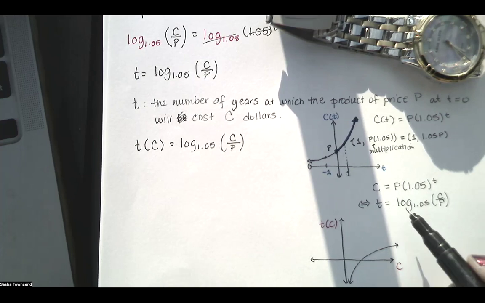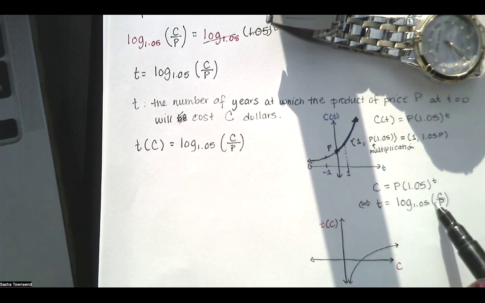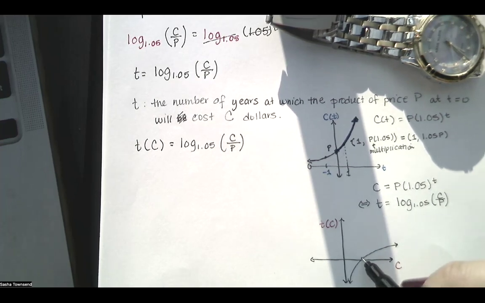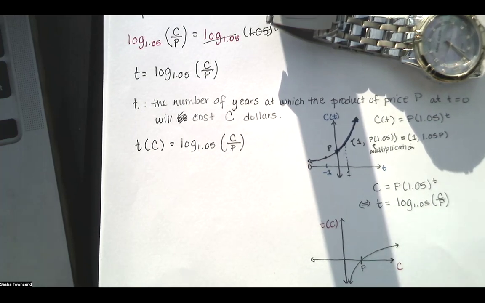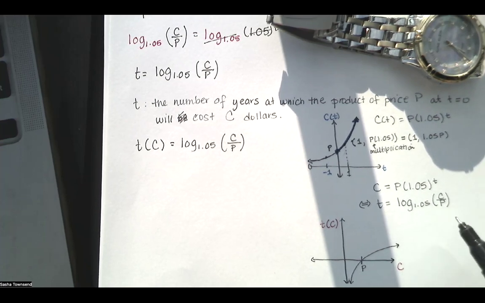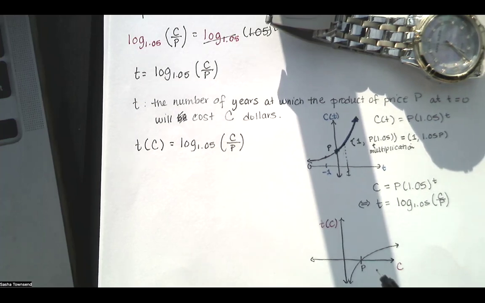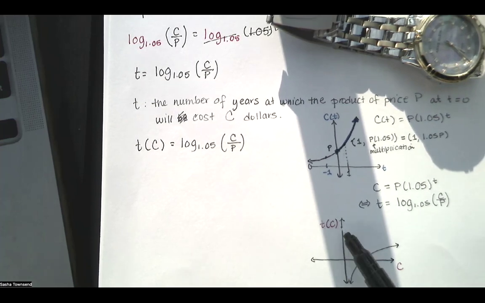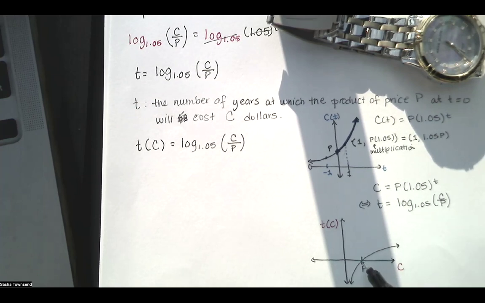The function will be 0 when C divided by P is 1. So this is going to cross the C axis at P, because we have P divided by P, which is 1. Log base 1.05 of 1 is 0, because 1.05 to the 0 is 1. And this is giving me the estimated number of years at which a product that was initially priced P at time T equals 0 will cost a certain number of dollars.